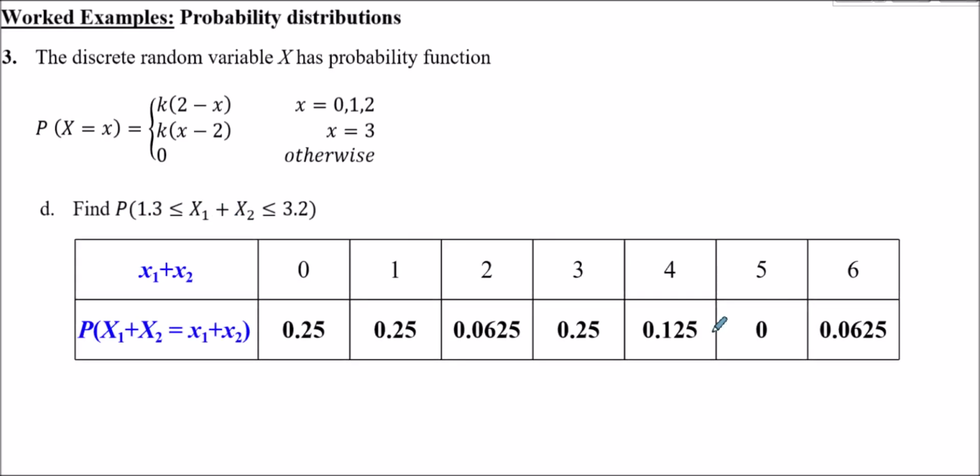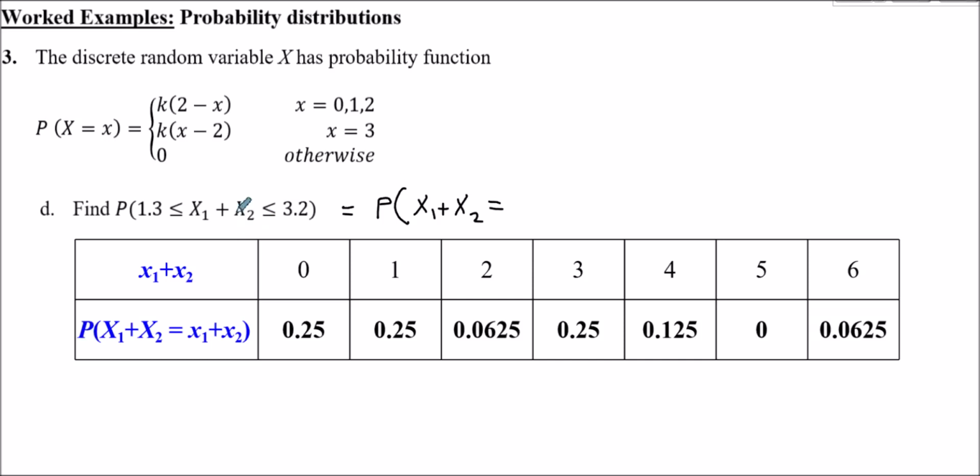So from before we had this. Now if you notice here, x1 plus x2 can't be decimals. So between 1.3 and 3.2, if you have a look at the actual values it can be, that's the probability that x1 plus x2 is between 1.3 and 3.2, that could only be 2 and 3. 1 would be too small, 4's too big.